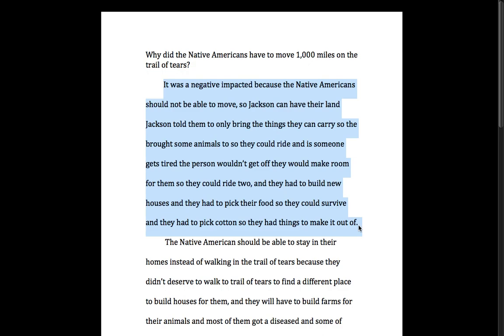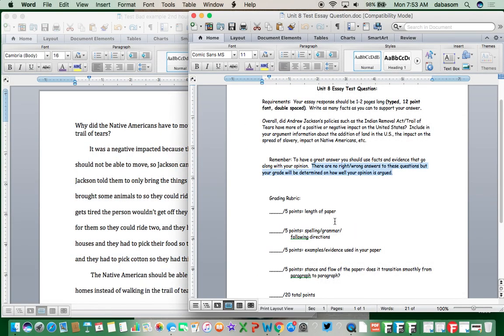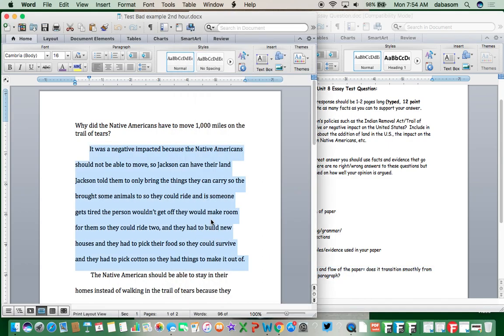And as we go back and look at our grading rubric, these spelling, grammar, following directions, this is going to be difficult. The stance and flow is going to be difficult because, again, this is all one massive paragraph, and only one sentence here.